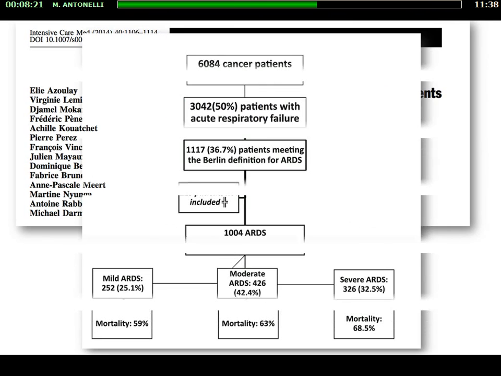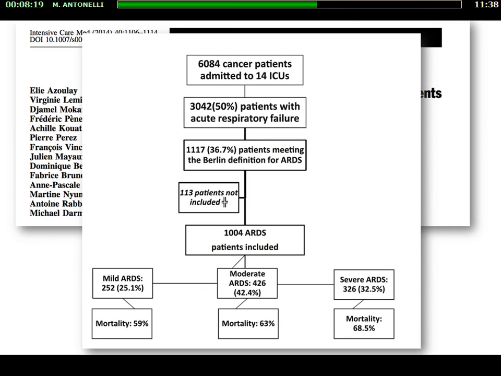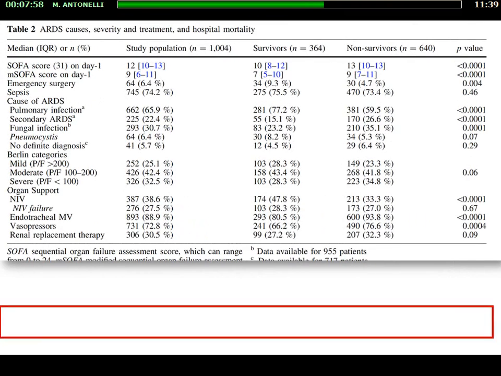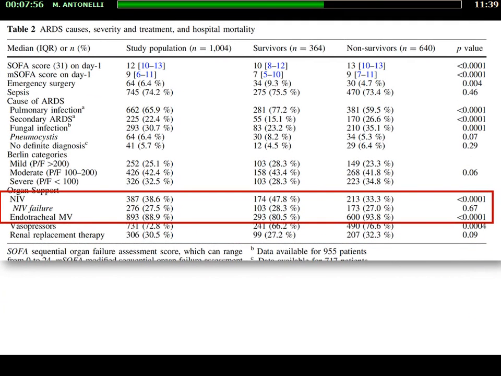The Elie Azoulay group also showed an interesting application of the new definition of ARDS in hematological patients, demonstrating that the different classifications were indeed very consistent with the expected mortality rate in the different categories of severity of these hematological patients. And interestingly, the application of non-invasive ventilation was indeed more and more frequent.